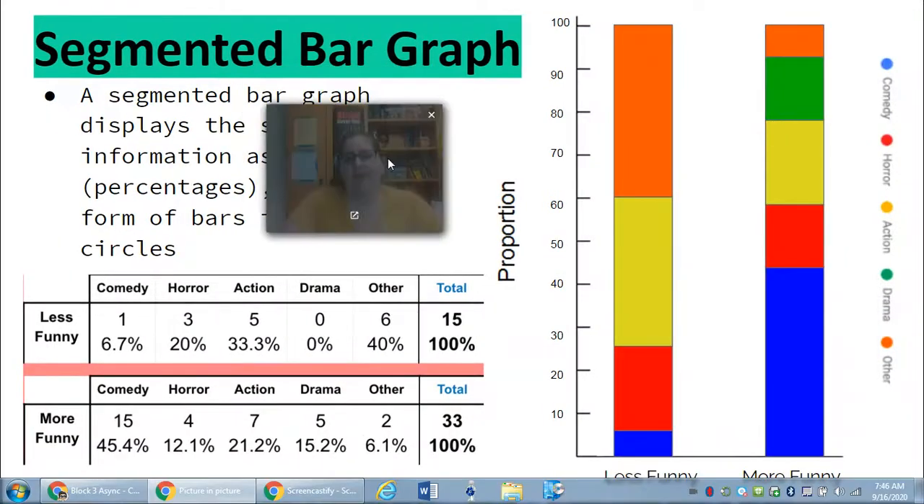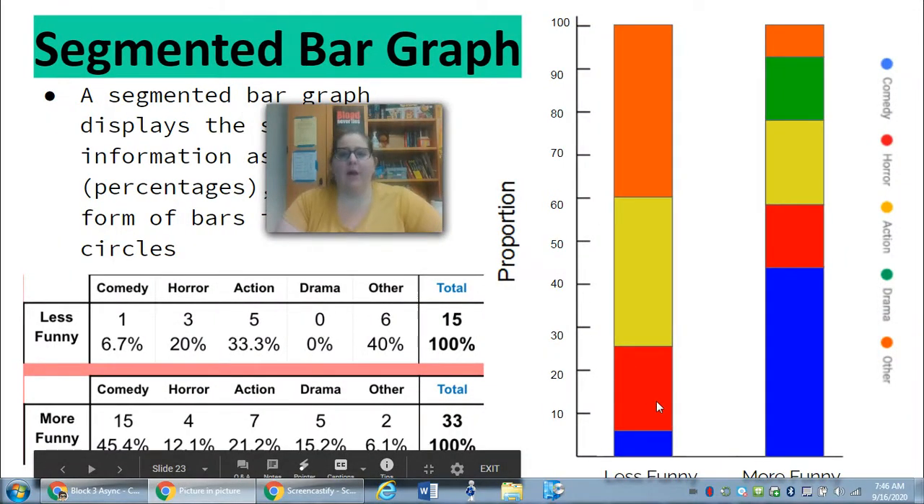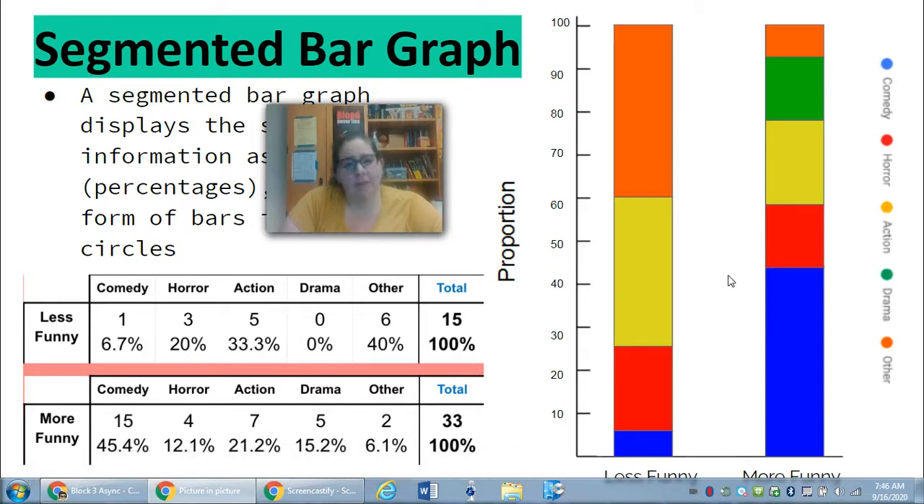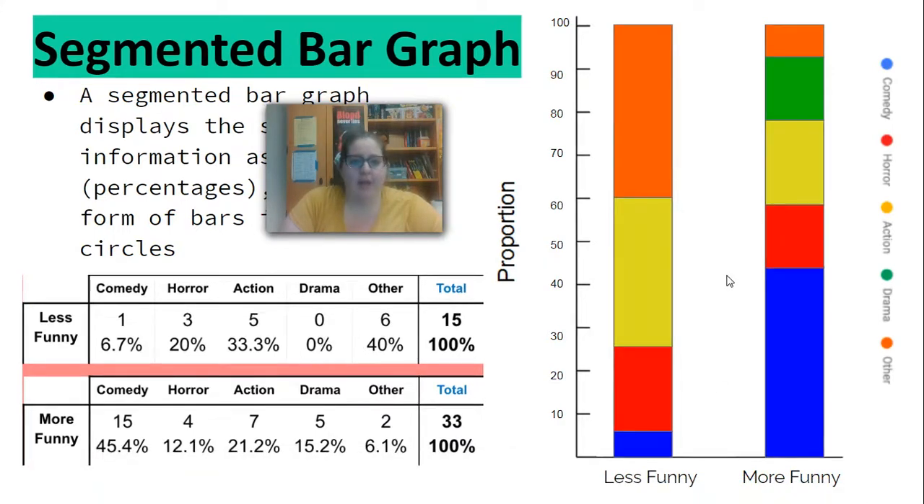And I can see that with my little segmented bar graph as well. I can kind of compare and see that the blue sections in terms of percentages are way different. So that kind of tells me that there's an association, that there's a difference between the two groups. So your funny rating is associated with what genre you like.